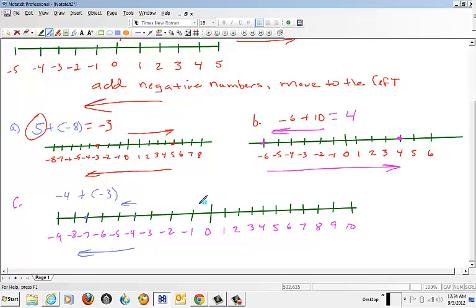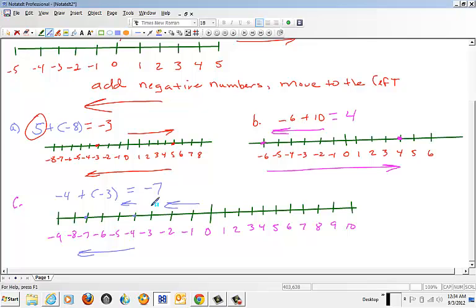And we're going from here to here. And the reason why we're doing that is because we're adding negative numbers. So this is telling us that if we add a negative 4 plus a negative 3, our actual sum will be a negative 7.